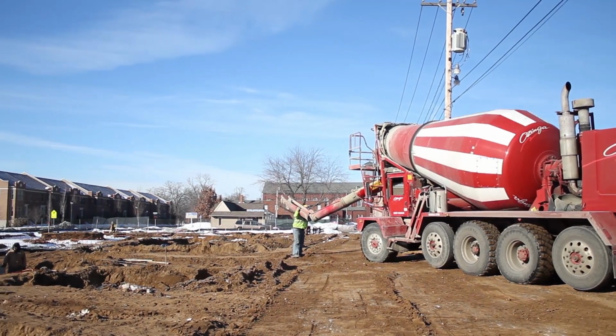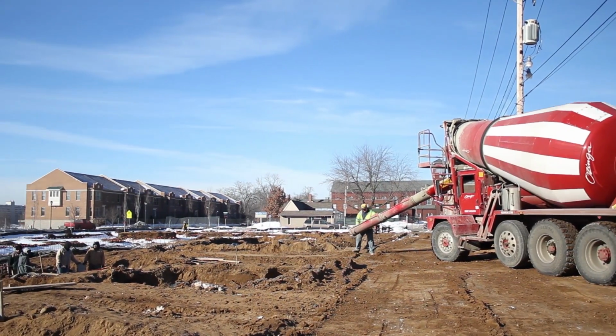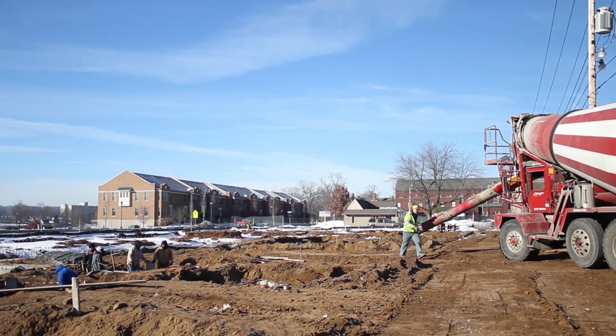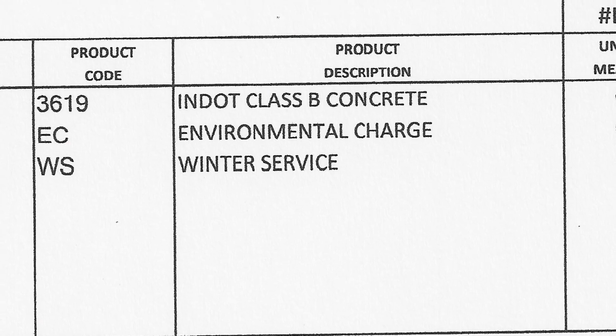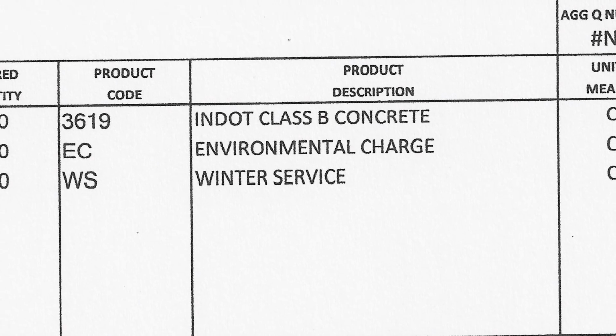If we look up in the use box, we can see that that's what this is for. This footing will go on the ground and provide a base for a wall, so it won't be exposed to the elements. Here we have a mix that says NDOT Class B.